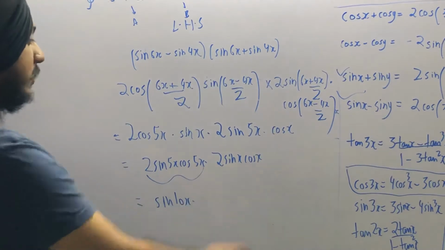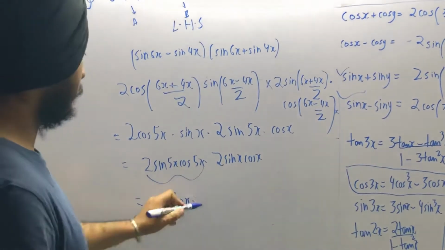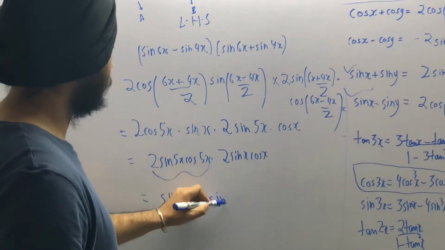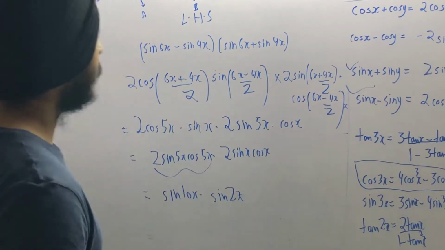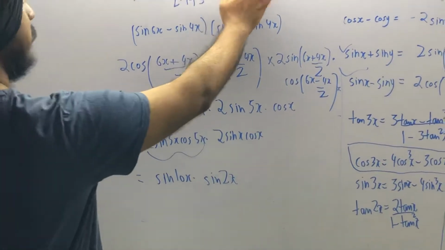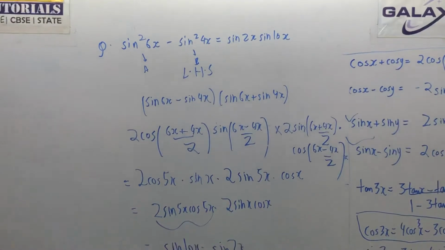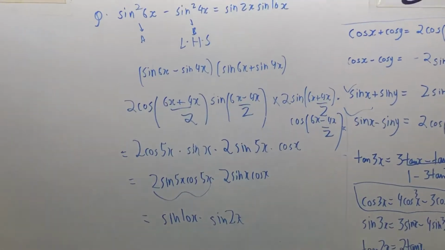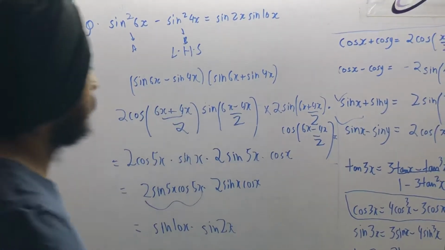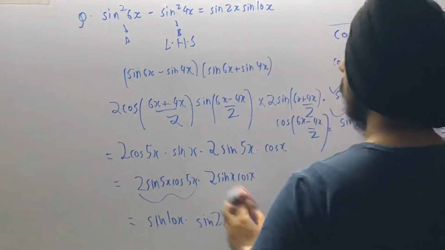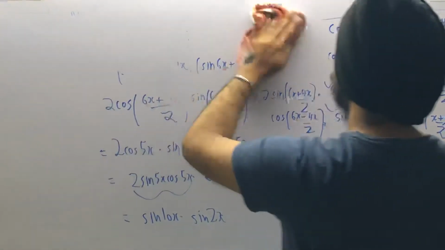Okay, into 2 sine a cos a. Again same formula, so this will be sine 2x. Okay, and this is your answer. Sine 2x into sine 10x, or sine 10x into sine 2x, multiplication is the same thing. Okay, so hence proved. So this is this question. So let's go to the next question.